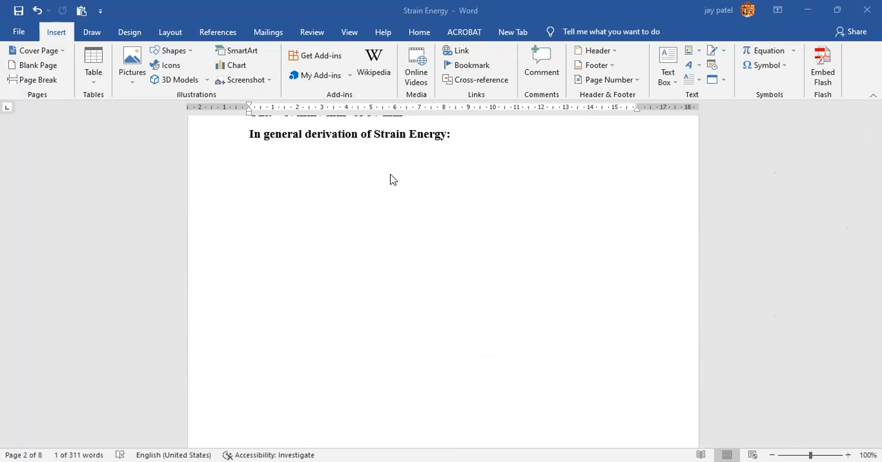Now we will derive the general derivation of the strain energy. Again, this theory is not asked in the exam, but let me try to elaborate some concepts of strain energy by an example. For that, let me consider a circular bar which is fixed at the bottom. This is case number 1.